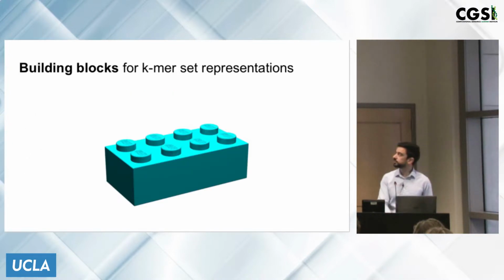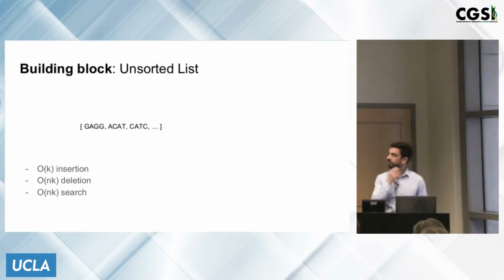All right, so we'll talk about building blocks for k-mer set representations. The first one, which is the most naive one, is you have your k-mers and you just put them in an unsorted list. It's the most basic way to organize your data, but it has some disadvantages. Well, it has some advantages. If you want to insert a new element, you just grow the list a little bit more. You can extend your memory space, so insertion is O of k, k being the k-mer size. The problem is, if you want to delete an element, you have to shift every other value, so it's O of nk in the worst case.